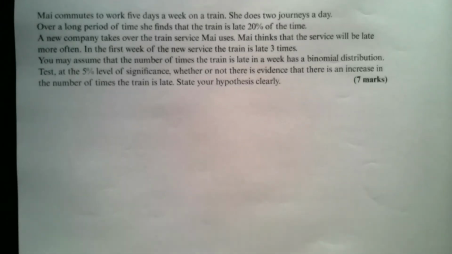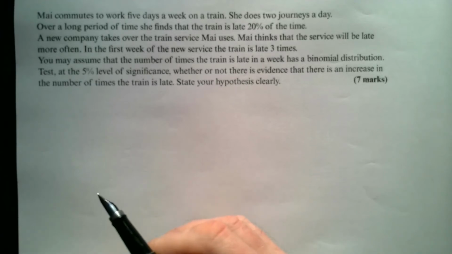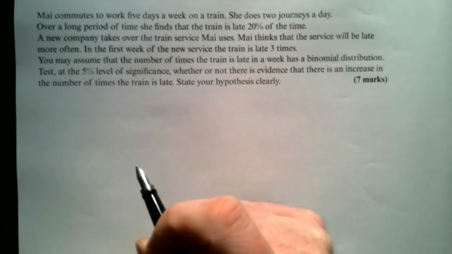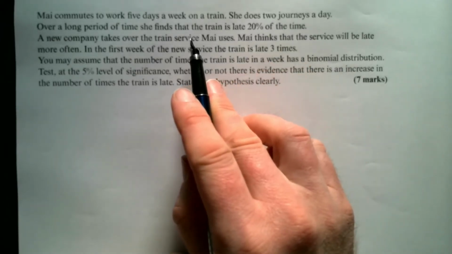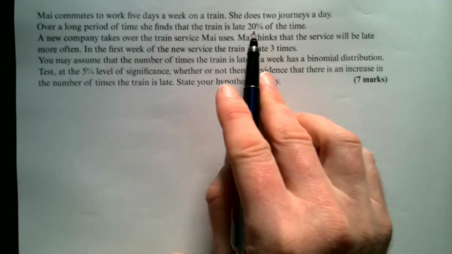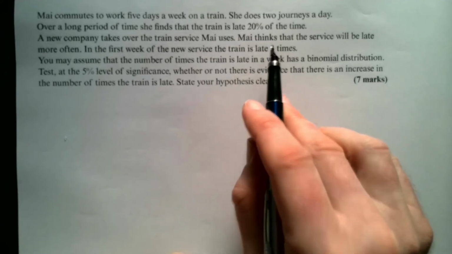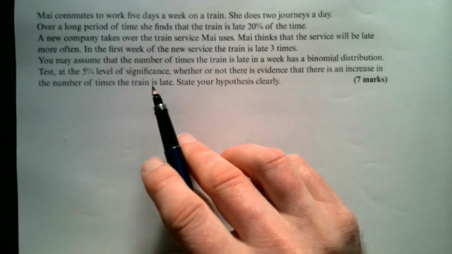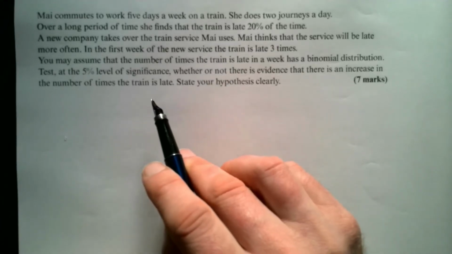Alright, so here's a hypothesis testing binomial distribution question. May commutes to work 5 days a week on a train. She does 2 journeys a day. Over a long period of time, she finds the train is late 20% of the time. A new company takes over. May thinks that the service will be late more often. In the first week of the new service, the train is late 3 times.